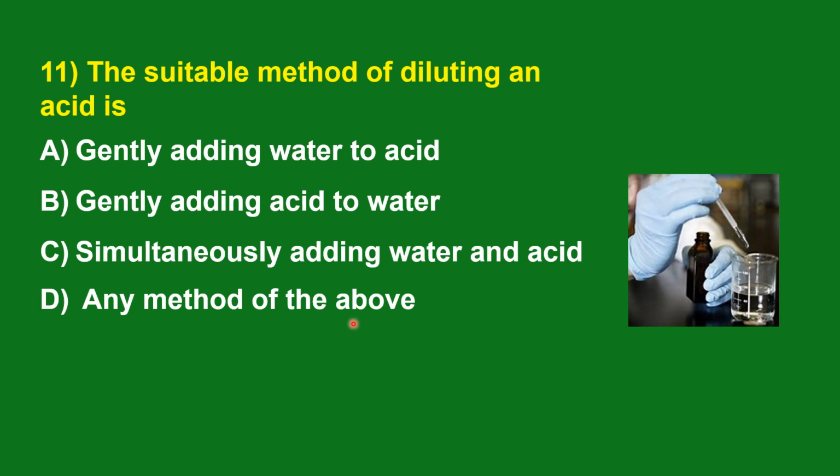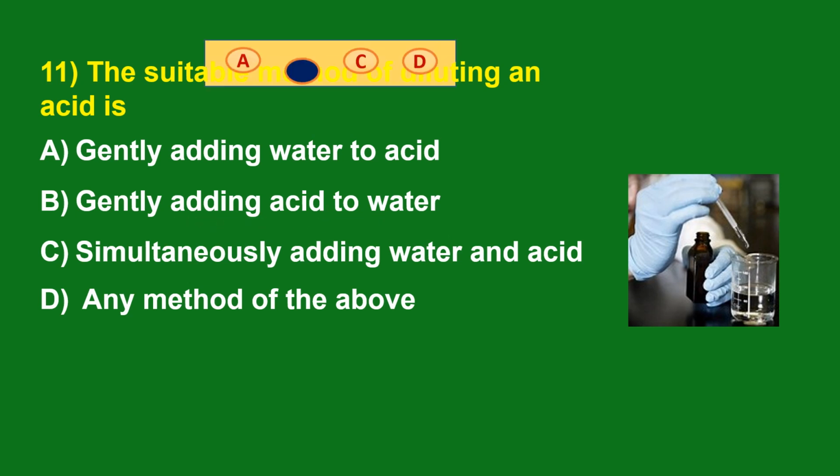Dear student, you notice here this is an image. First we have taken the water in the glass beaker and now we are adding the acid drop by drop into the water, stirring. This is the safest method of diluting an acid because this process is usually an exothermic reaction. So the right method is adding the acid gradually, slowly into the water. That's why option B, gently adding the acid to the water, is the correct answer.